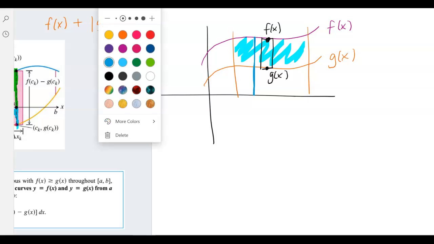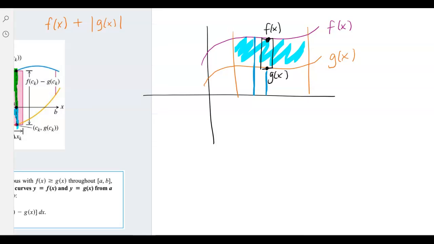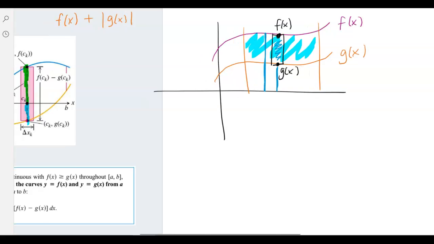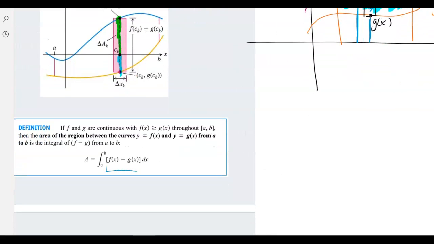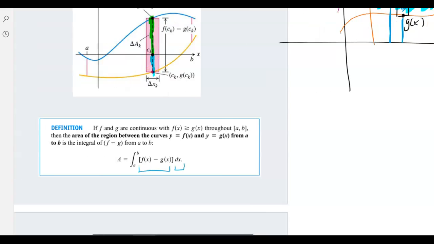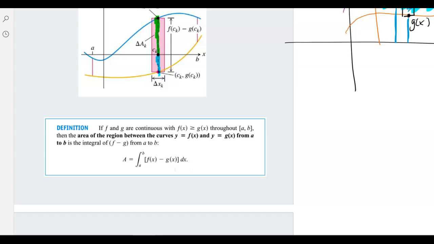My argument is that f of x is this distance, g of x is this distance. So this distance here is still the same thing. It's still f of x minus g of x. So that's the height of our rectangles. Again, dx is the width of our rectangles. So we're just saying that we can use the same ideas of taking integrals, which came from Riemann sums, and take the upper curve, take its integral, and subtract off the lower curve to get the area between them.